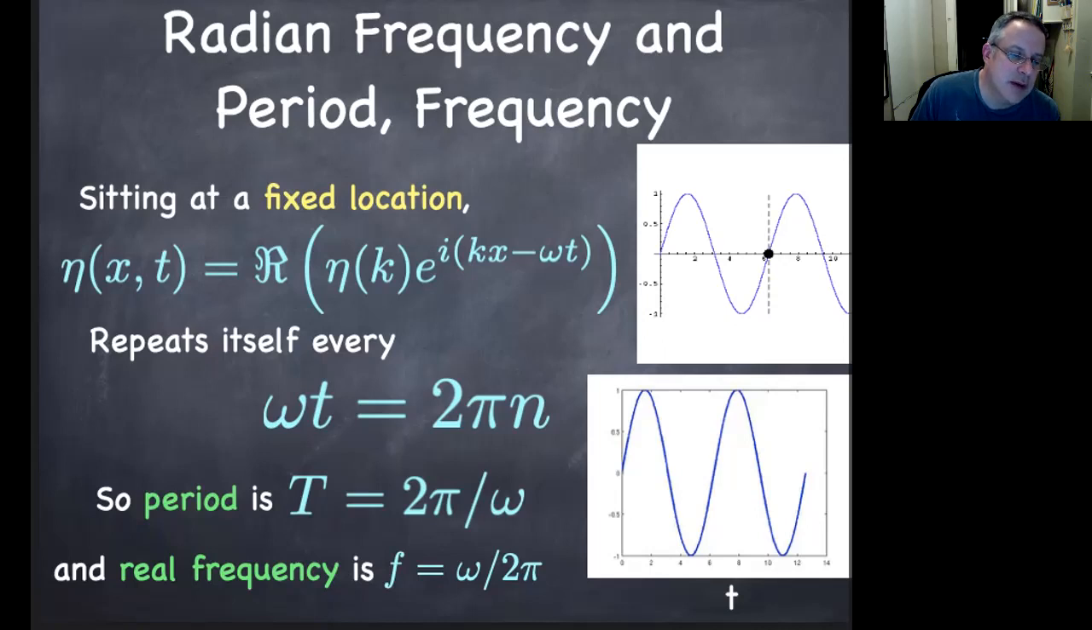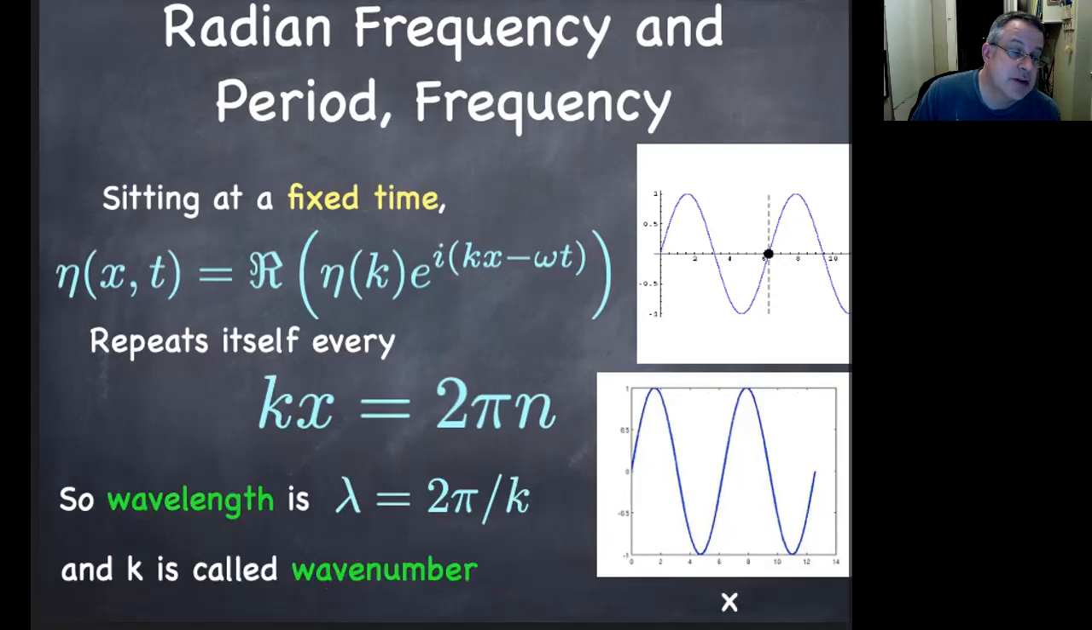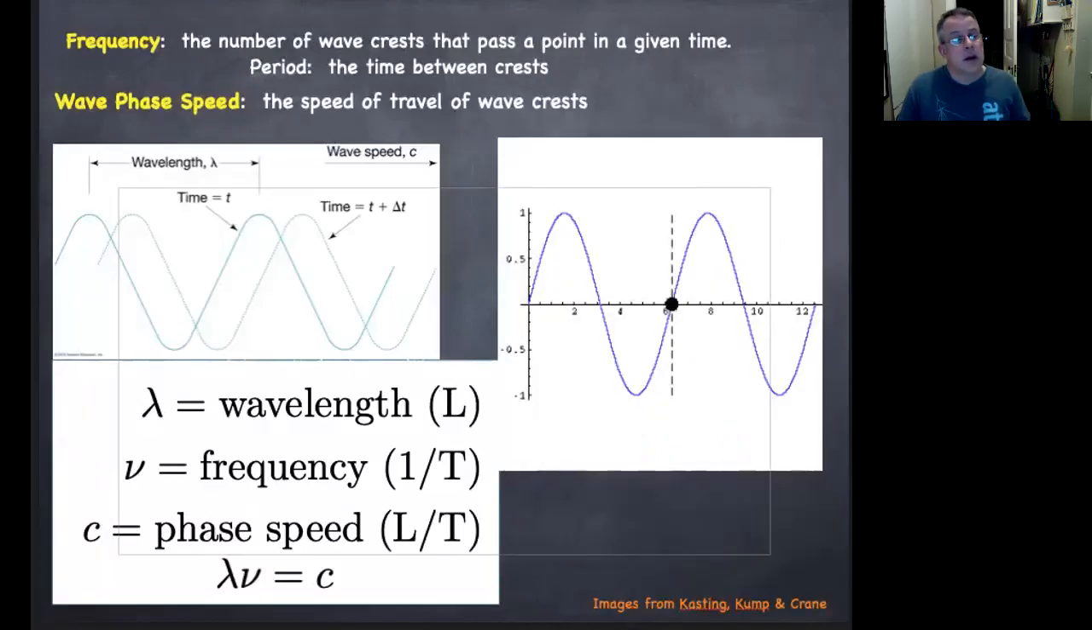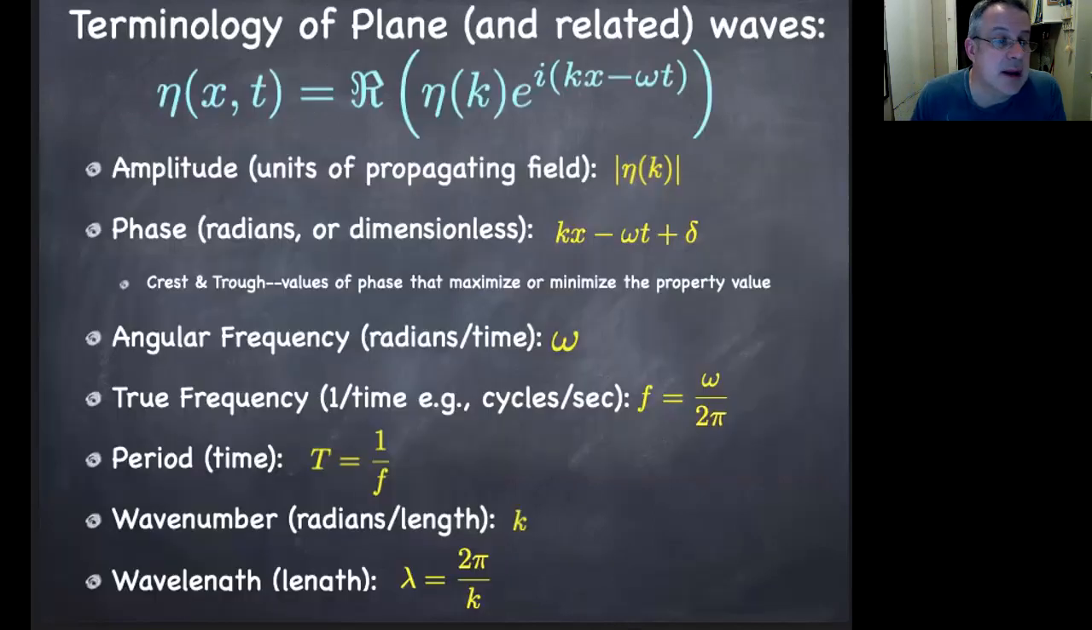And the real frequency, that is the thing that's 1 over the period, is omega over 2 pi. Same thing is true if you do wavelengths and wave numbers. You've got to crank through and keep track of the 2 pi's. Okay, we don't need to cover that again.